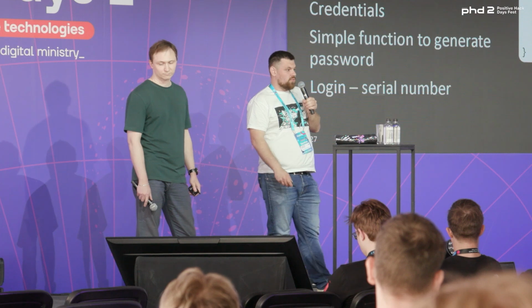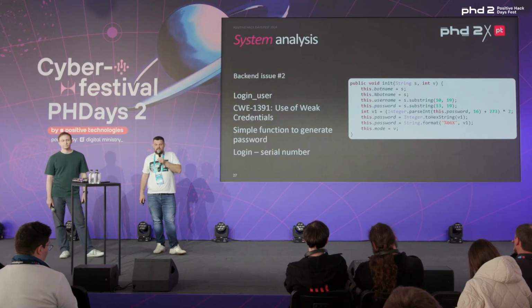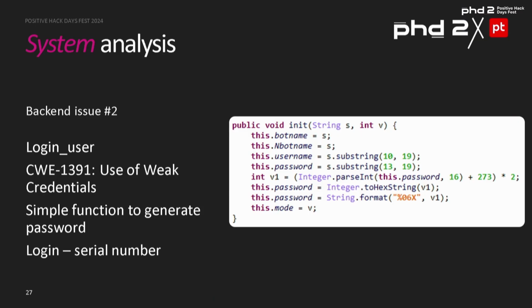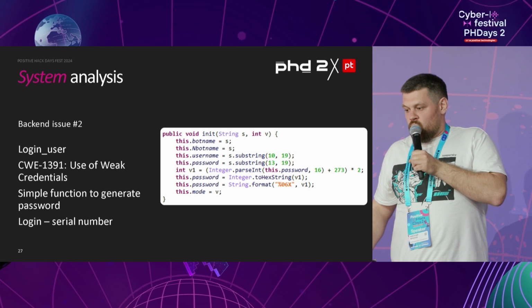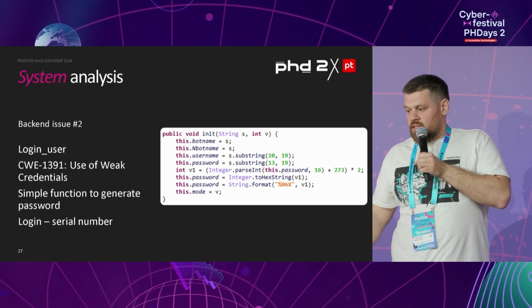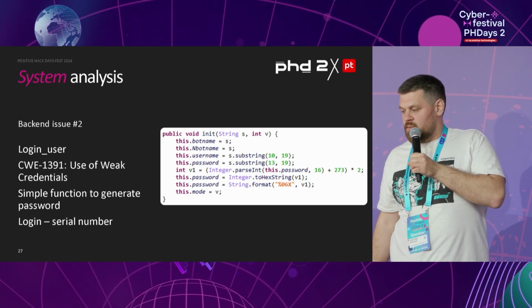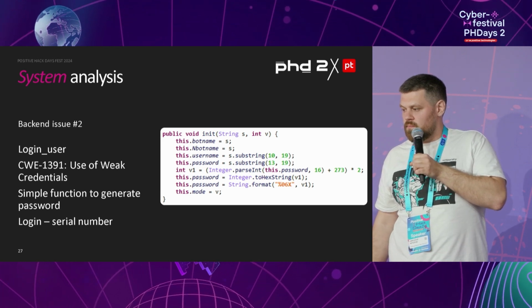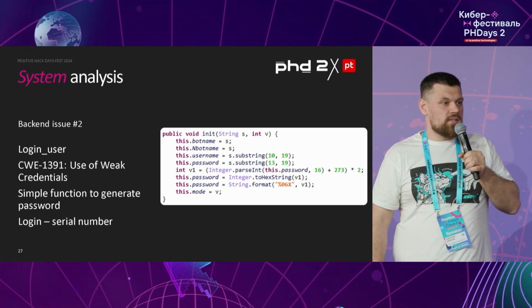Okay, we went further. The applications, security issue number 2. Here you can see this complex transformation to generate the password. So you had to add 273, multiply it by 2 from the serial number, and this way you can get the password. Well, weak credentials. Let's proceed.